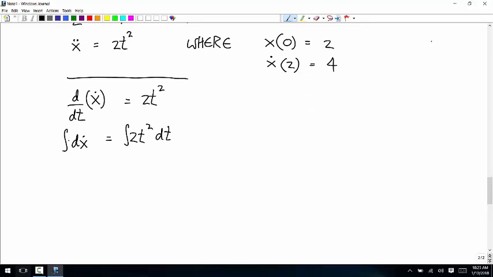What do you get if you integrate dx dot? X dot, yep, exactly. So this is x dot. This one's equal to 2t cubed over 3, and we combine those two constants of integration. I'll call that C1.